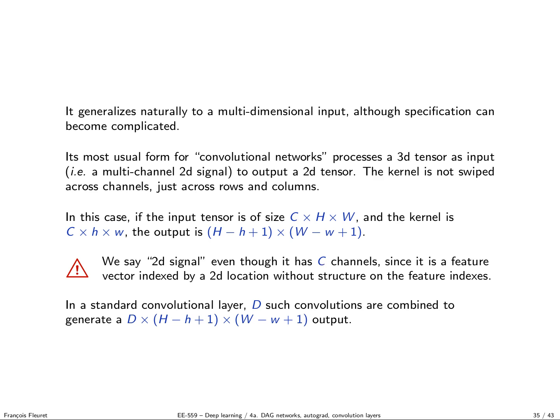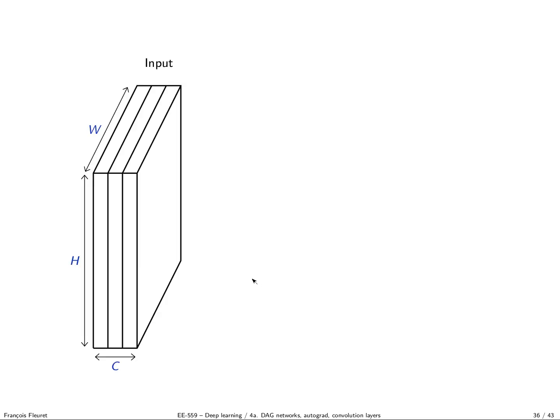But when you are dealing with typically RGB images, or more generally multi-channel images, the order over the indexes is meaningless, so we don't swipe the filter across the channels. Okay, so maybe let's illustrate this, because I realize maybe I'm using too many terms that are not clear yet.